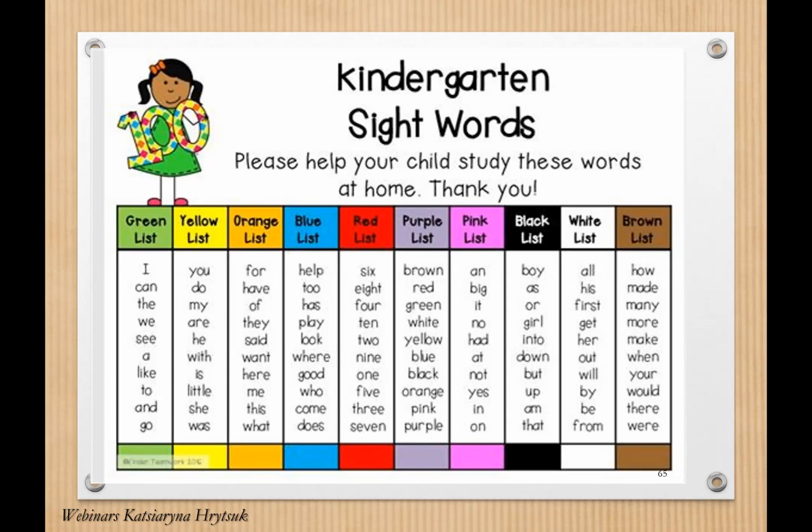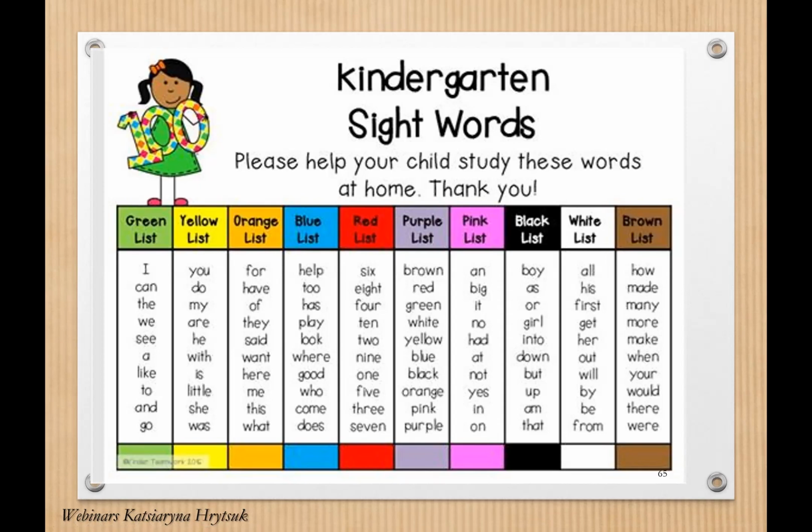I, can, the, we, see, like, to, and, go. You, do, my, he, with, is, little, she, was. For, have, of, they, said, one, here, me, these, what. Has, play, look, where, good, who, come, does. And numbers. You see how they group it? They can group like numbers, some verbs, some pronouns. Colors: purple list, brown, red, green, white, yellow, blue, black, orange, pink, purple.